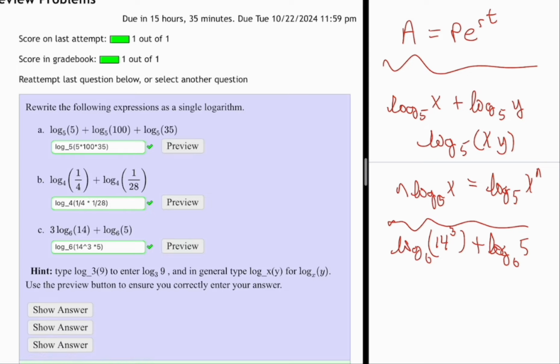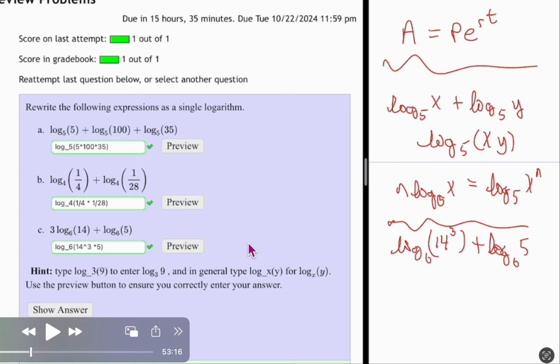Here's the one that's different. See, we have an extra step first. You first must move the 3 onto the 14. So that's the rule you see right here. Please write this rule down, that n times the log base 5 of x is the same as the log base 5 of x to the n power. So it's very important to remember to take any front coefficients and make it a power.